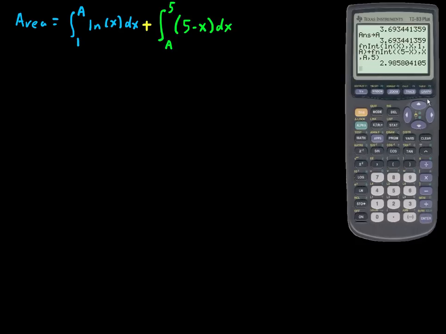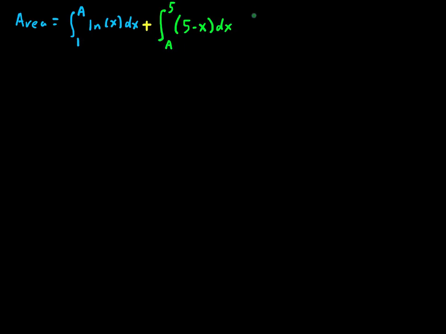Evaluate that, and I get this answer, approximately 2.985804105. Okay. So I double check to make sure that's what I got earlier, so I'm not making an error. Lovely. And this I can round to 3 decimal places, so I'll round this off to 2.986. And that's the area of R.